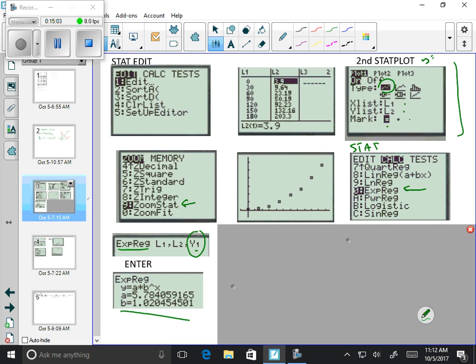When you press exponential regression, it'll automatically come up with a screen, and it should say XList L1, YList L2, so you don't have to do anything. Then when you go down where it says store, go down to the store. Now you need to enter Y1. To get to Y1 you would do VARS, variables.